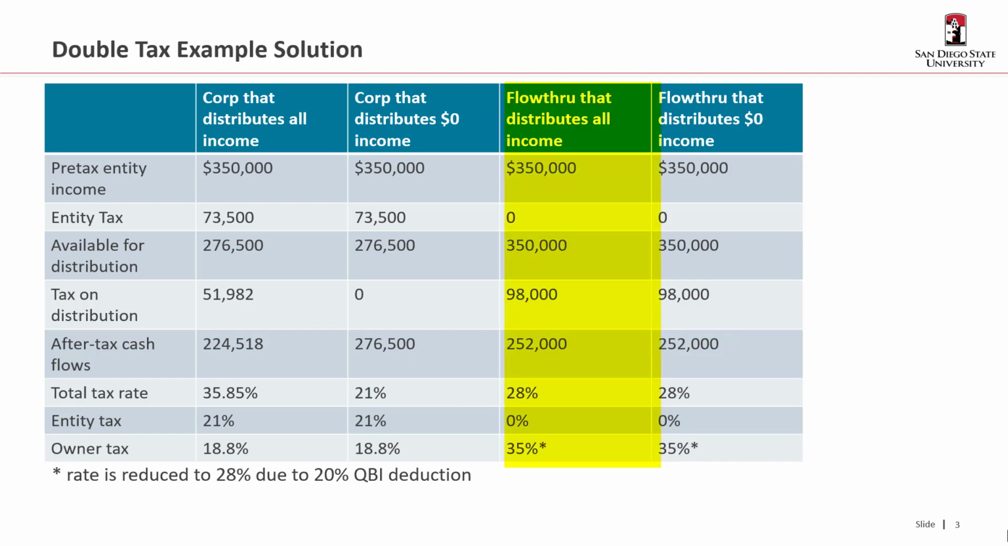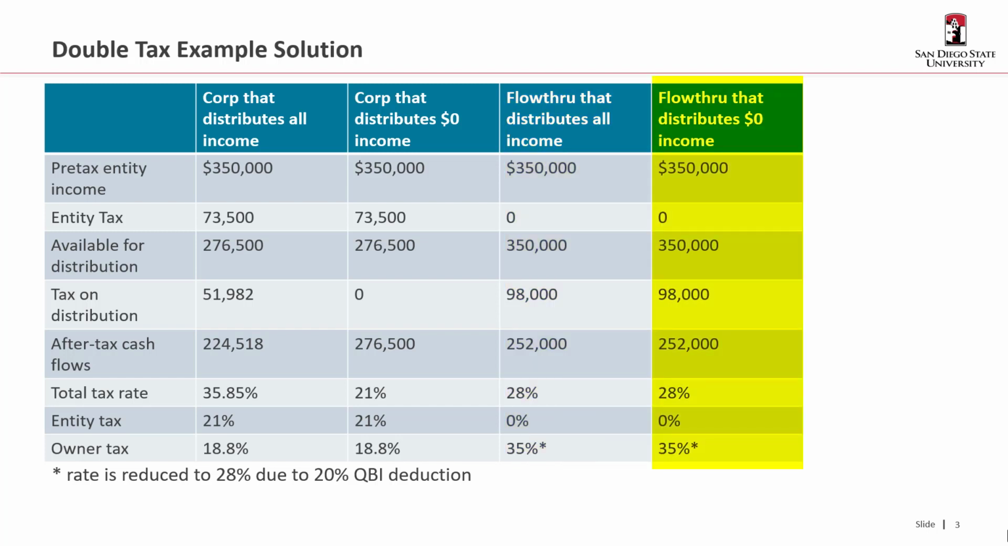So if we do the same thing, except it's a flow-through that distributes all its income. So again, this is the third column, the flow-through has no entity level tax. So all $350,000 is available for distribution. The tax on the distribution is at ordinary rates. So we said that Cho had a 35% rate, but because there's a 20% QBI deduction, you can take 80% of the rate. That's the same thing. Mathematically, that works out. In any event, the after-tax cash flow after her $98,000 tax is $252,000, making the total tax rate 28%.